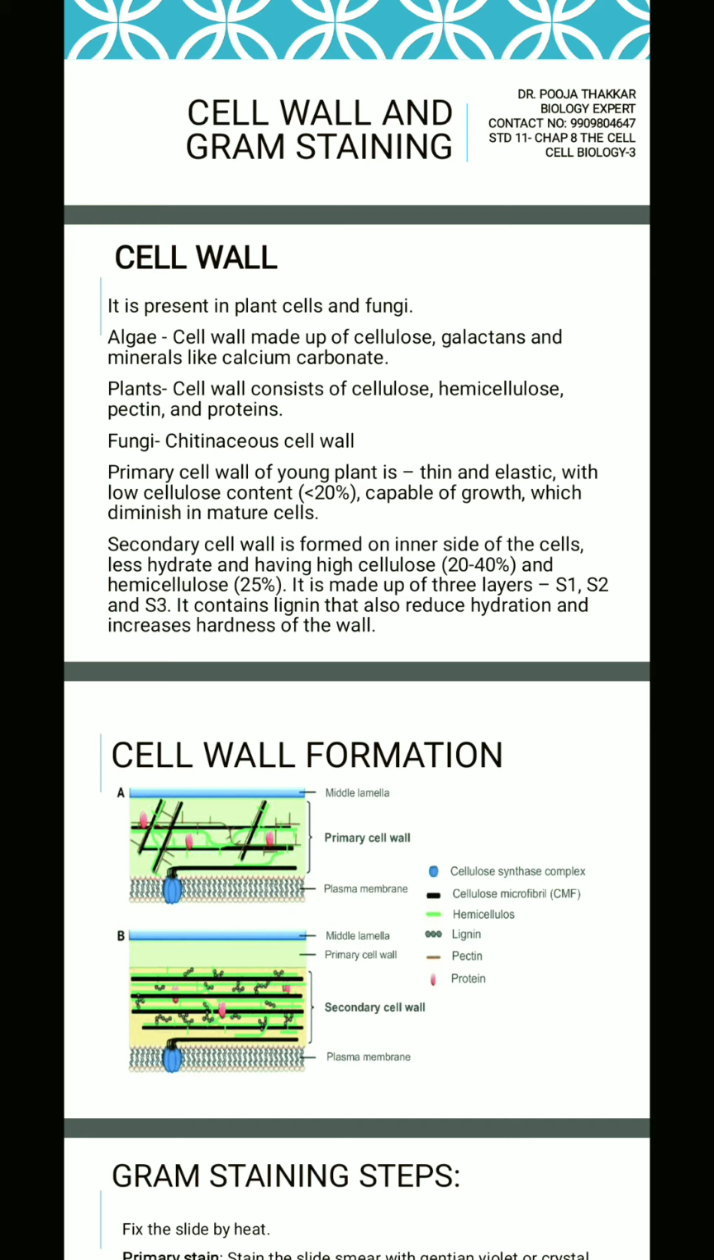Now in case of plants, the cell wall mainly consists of cellulose, hemicellulose, pectins and other kinds of proteins. Hemicellulose is another variant of cellulose, and pectin is a material which gives a stiff as well as slightly sticky boundary. Fungi have a typical structure called chitin in the cell wall, so the cell wall is chitinaceous here.